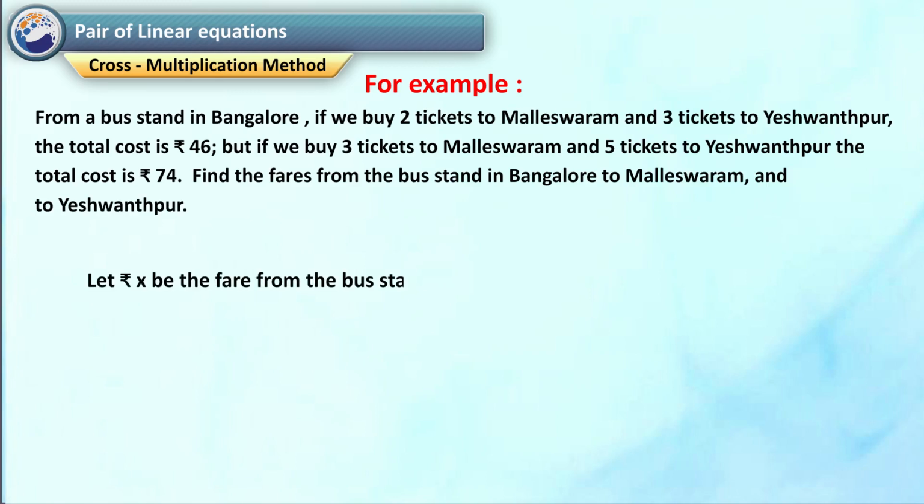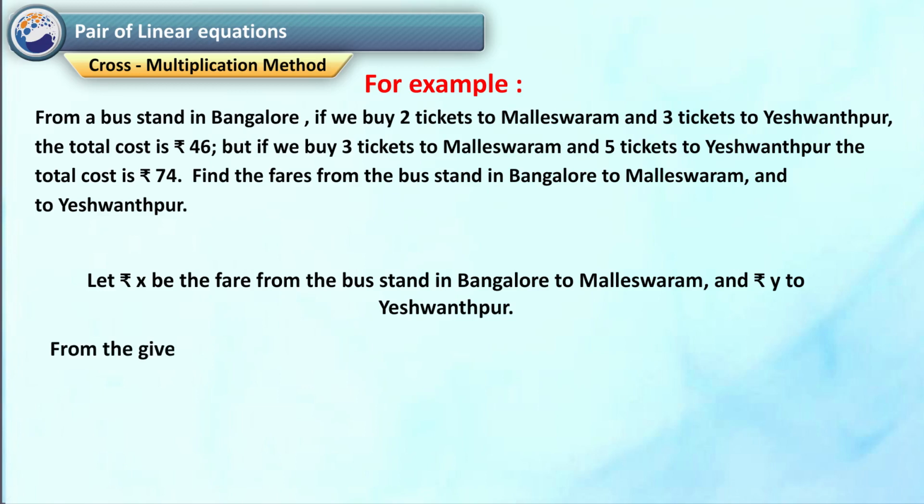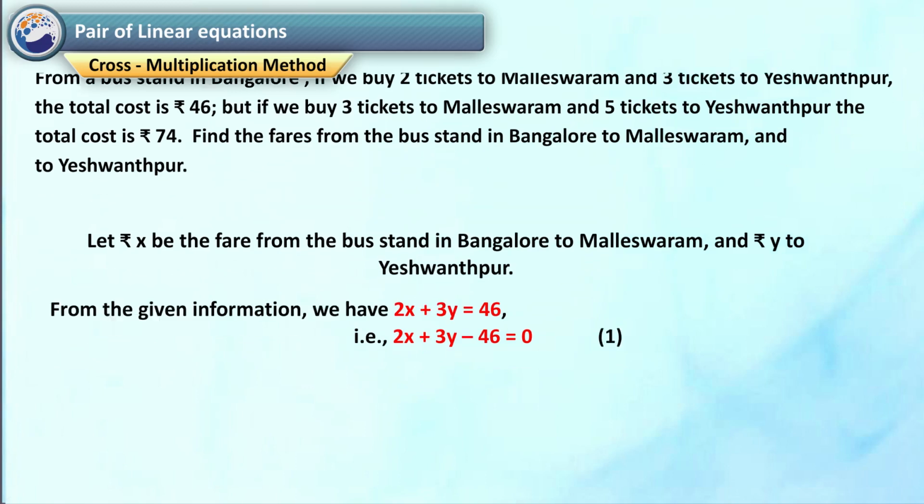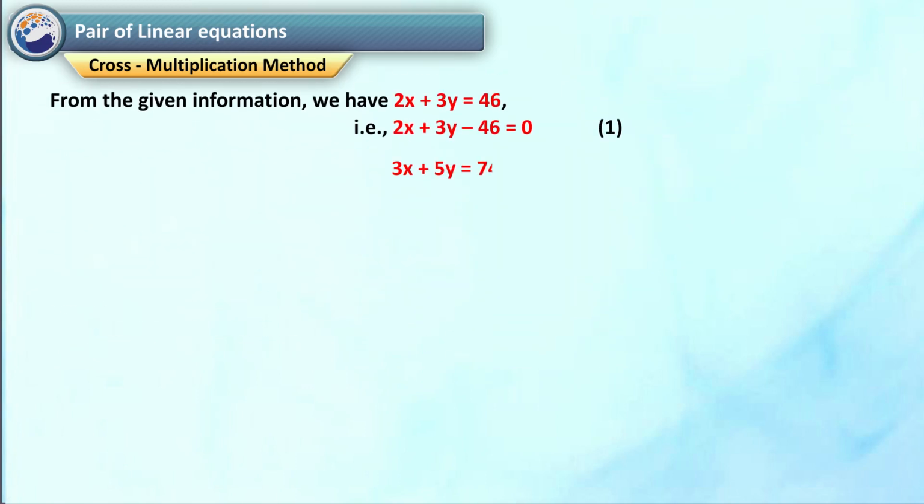Solution. Let rupees x be the fare from the bus stand in Bangalore to Malleshwaram and rupees y to Yeshwanthpur. From the given information we have 2x plus 3y is equal to 46. That is 2x plus 3y minus 46 is equal to 0, equation 1. 3x plus 5y is equal to 74. That is 3x plus 5y minus 74 is equal to 0.